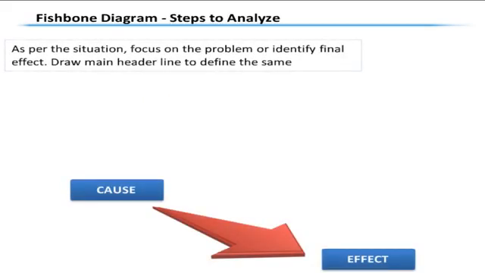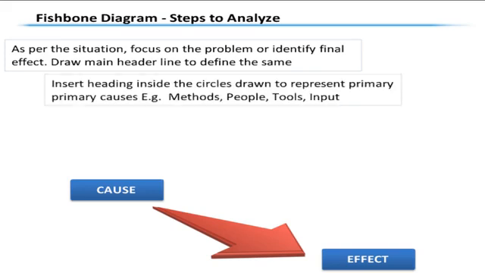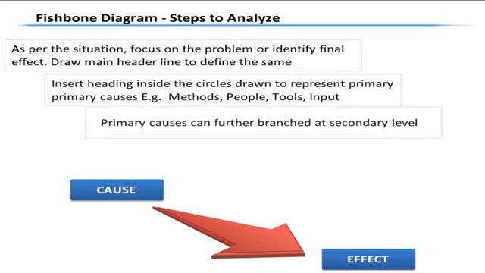The steps to analyze. Let's go over these steps of the fishbone diagram. As we know, this technique can be used to understand various reasons behind any problem and to point out the effect as a cumulative result of various interdependent causes. So, depending on the situation, focus on the problem or identify the final effect. Accordingly, you would draw the main header line with the problem or the effect circled. For primary level causes, insert the heading inside the circles for primary causes.